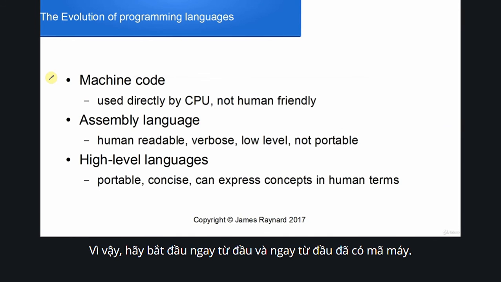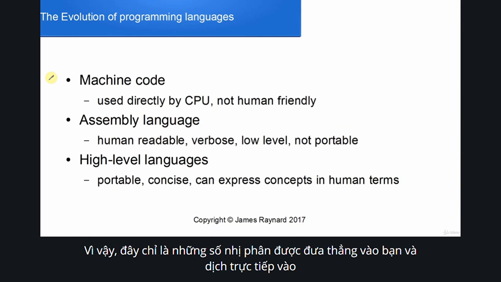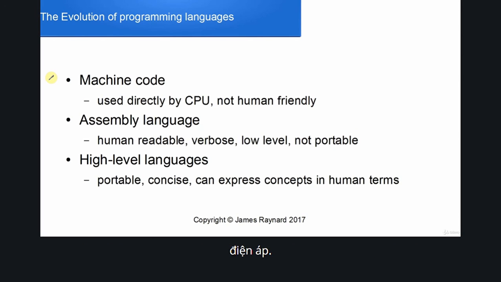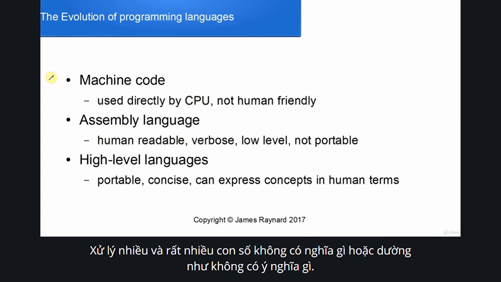So let's start in the beginning, and in the beginning there was machine code. So these are just binary numbers which are fed straight into the CPU and translate directly into voltages. This is a very difficult way for humans to work, dealing with lots and lots of numbers which don't mean anything or don't seem to mean anything.